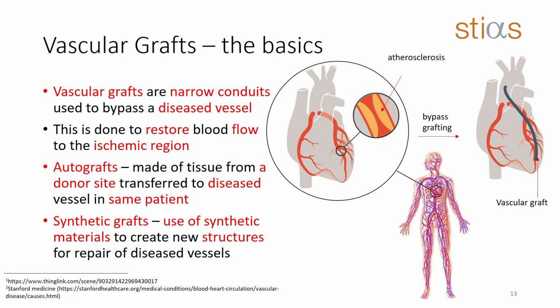We have two types that are relevant to my discussion with you this afternoon. Those are the autografts and the synthetic grafts. Autografts are grafts that are made from tissues of the same person, but from different sides of the body. Synthetic grafts are the use of synthetic materials to create new structures to be used for repair of the diseased vessels. So we can use grafts to bypass the damaged vessels, or we can use grafts to replace these vessels.